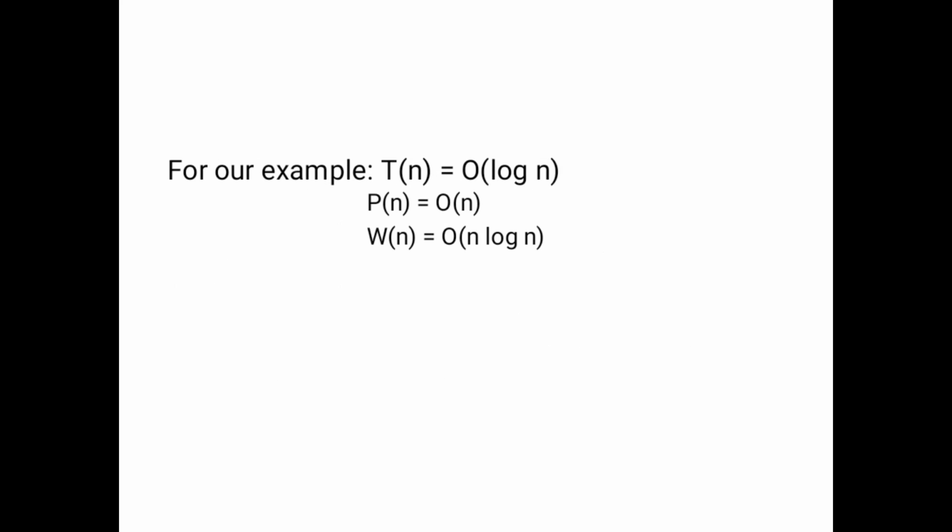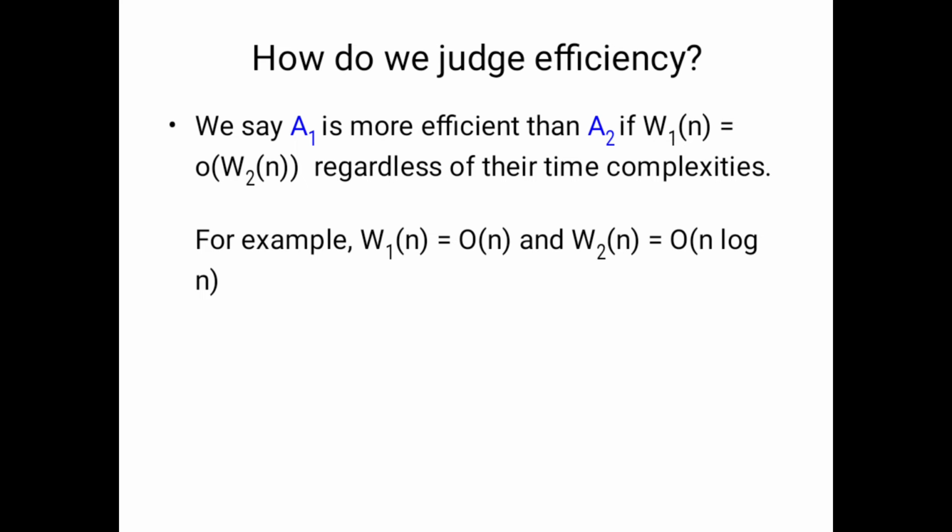So for that we are taking an example here. Let us see. T of n, the time complexity, is order of n log n. For the processor complexity, it is order of n. And for work complexity, it is order of n log n. So these are the time complexity, processor complexity and work complexities in a parallel algorithm. And now we will see how we can judge the efficiency.